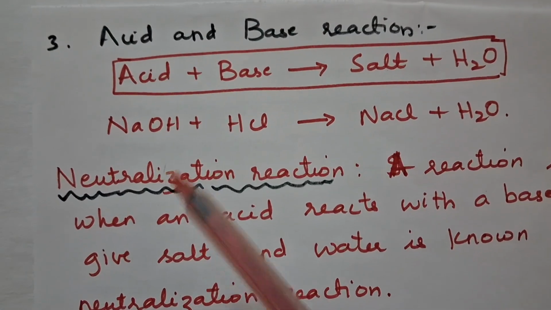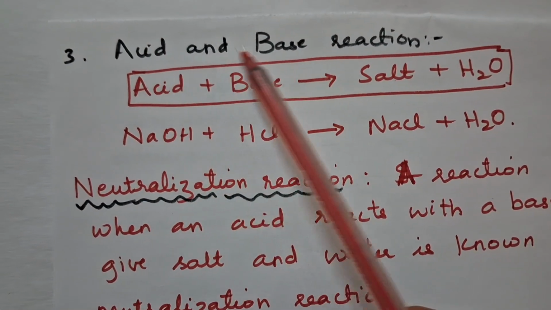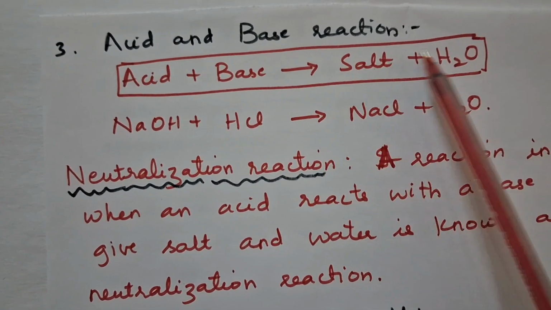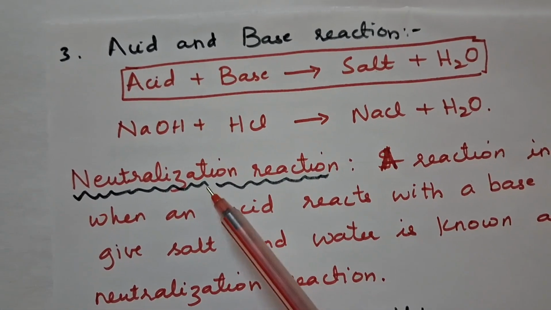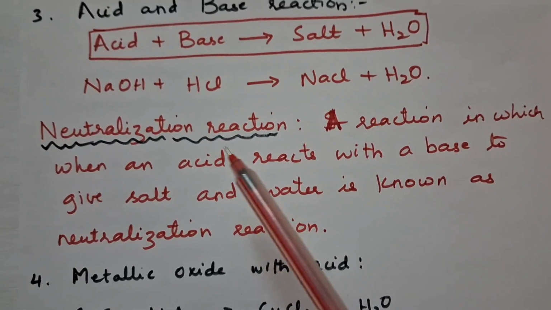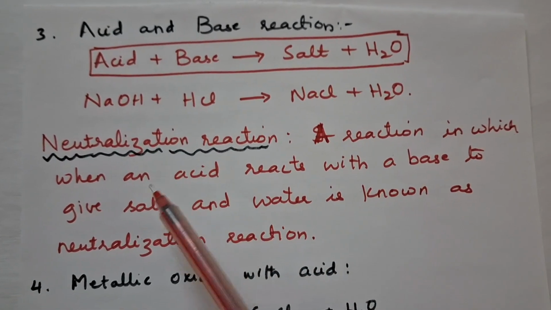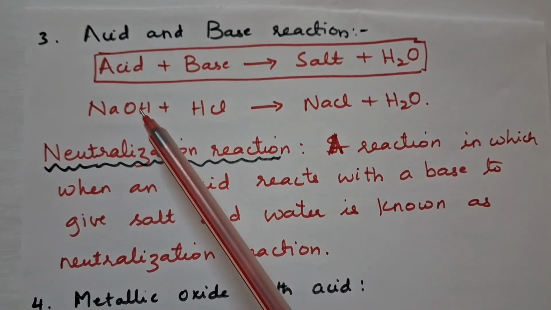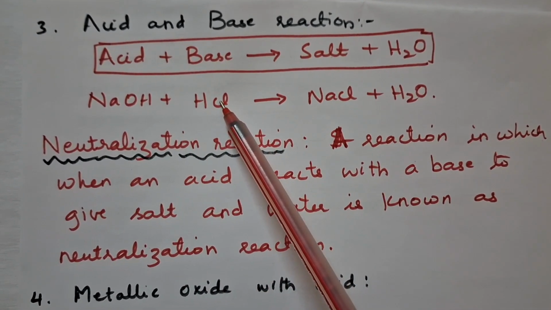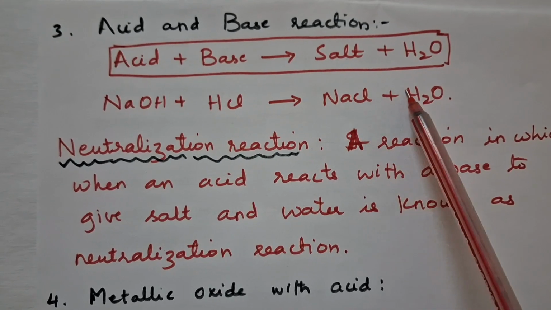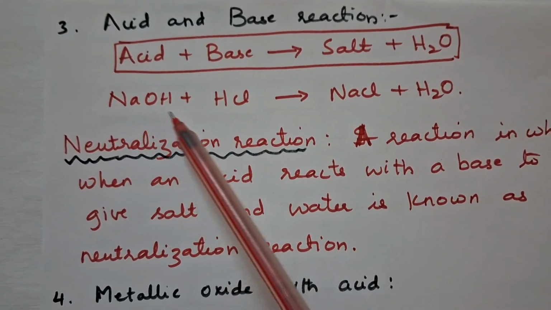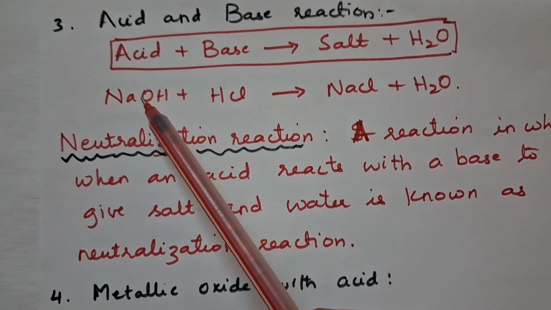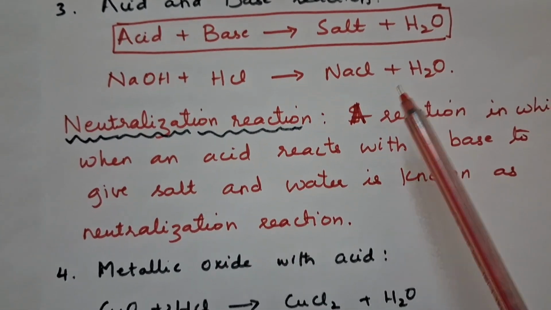Then the next reaction is the neutralization reaction, or acid-base reaction. When an acid reacts with a base, it gives you salt and water. This reaction is called a neutralization reaction. So what is a neutralization reaction? A reaction in which an acid reacts with a base to give salt and water is known as a neutralization reaction. Sodium hydroxide reacts with hydrochloric acid to give sodium chloride plus water. The sodium part combines with the chloride part and finally salt is formed. And this OH and H combine to form water.